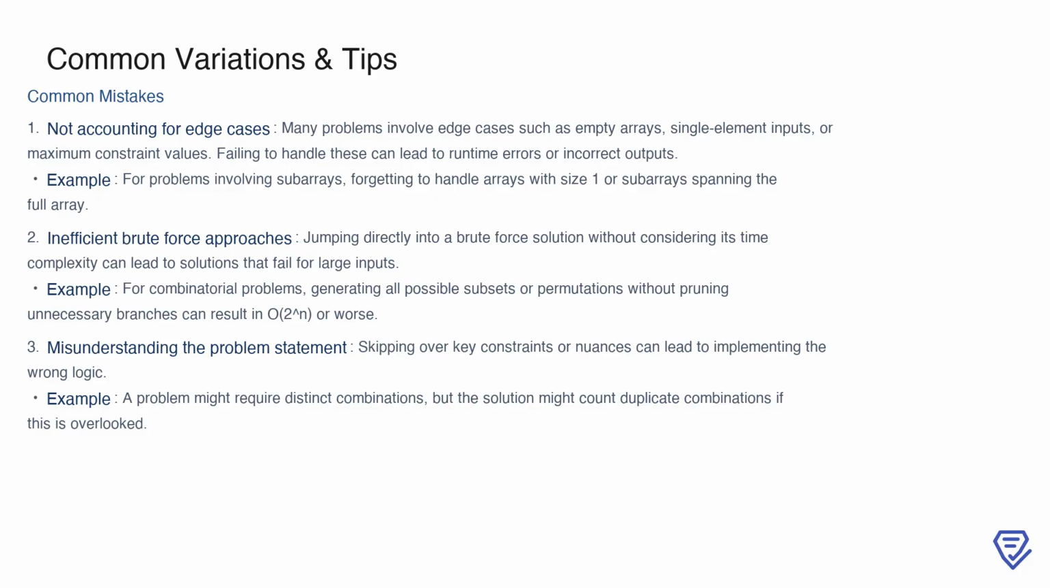Finally, a misunderstanding of the problem statement can derail your solution entirely. If you skip over key constraints or nuances, you may implement logic that doesn't align with the problem's requirements. For example, a problem might ask for distinct combinations, but if you don't account for this, you might end up counting duplicates. These mistakes can be avoided through careful reading, planning, and testing.